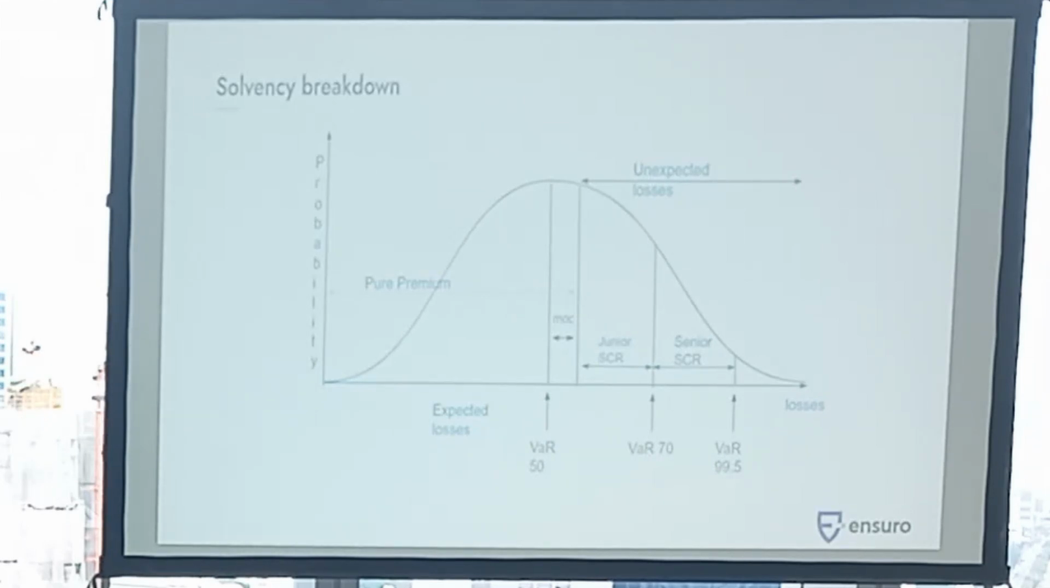And then we have the senior SCR. In the protocol, you will see that the reserves, these three tranches, the pure premium, the junior SCR, and the senior SCR, are three separate tranches of capital, three separate reserves, actually three different smart contracts, and each one keeps the reserves for its tranche.